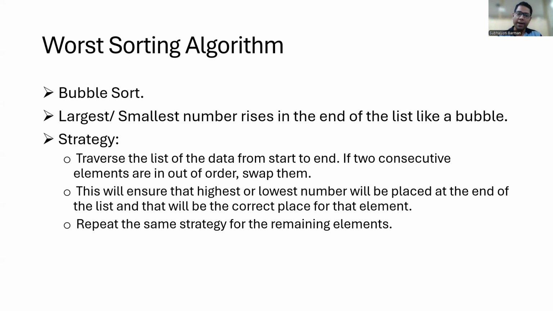And that should be the final position for this element. So if we repeat these steps again and again, what will happen in the next iteration? It will place the second highest number in the second last position. In the third iteration, it will place the third highest number in the third last position. So if we repeat this process, eventually we will get one sorted array.